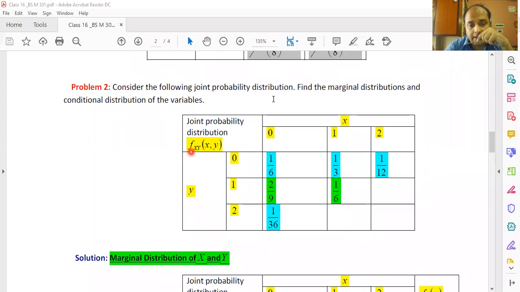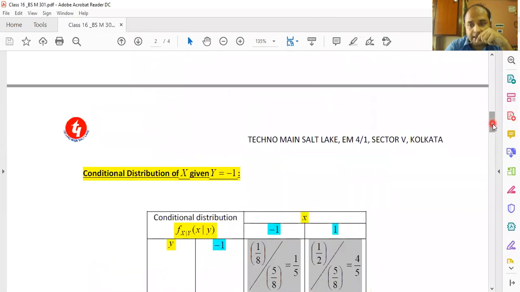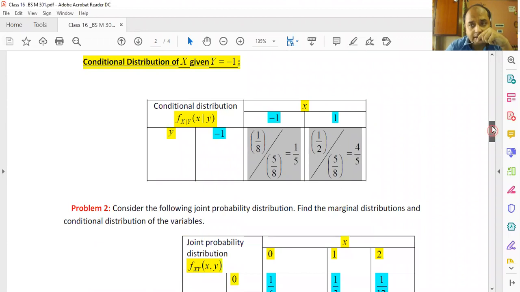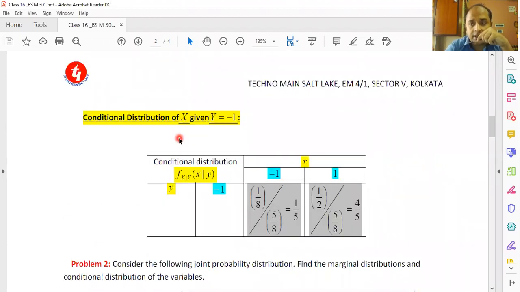First of all, the joint probability distribution is given over here. Now, one thing, students, I must say: in the previous class, I defined two terms, one called conditional distribution and another called conditional density. Distribution is synonymously known as chart or table. Here I have prepared the table, with respect to x equal to -1 and 1 and y equal to -1. So this entire thing is called the conditional distribution, but these individual cell values are known as conditional density. This is the difference between conditional distribution and conditional density.